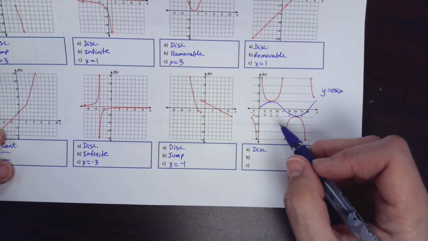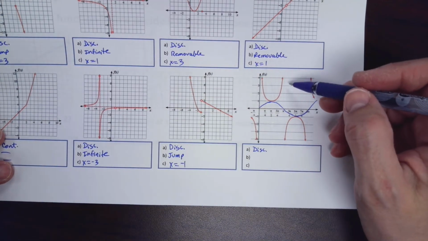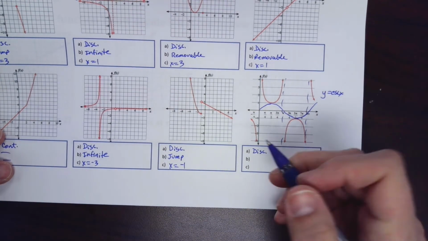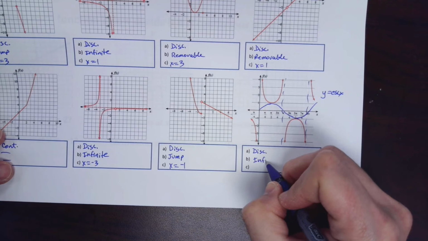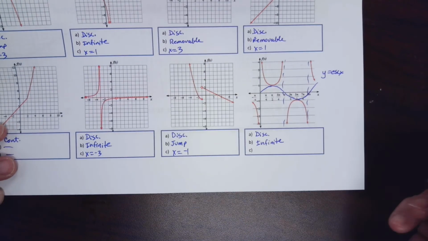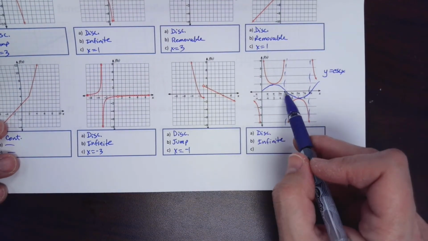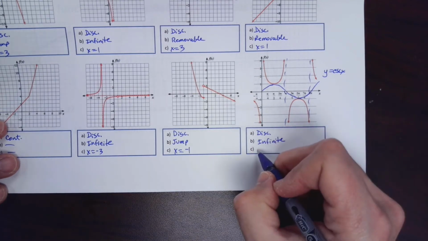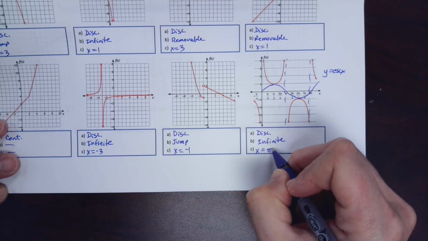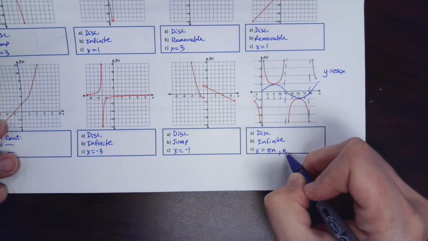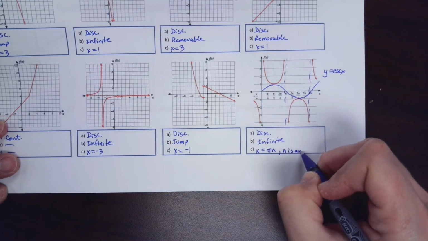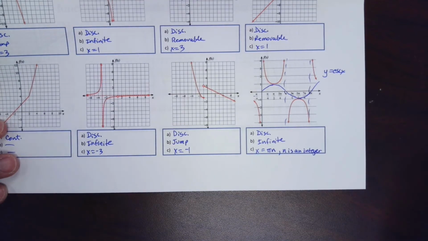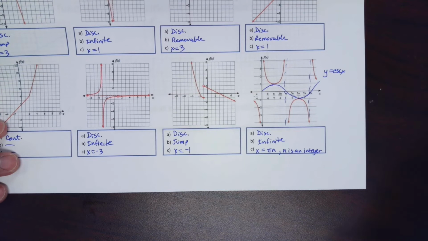And it is an infinite discontinuity because there are asymptotes on there, right? So infinite. And they happen at 0, pi, 2 pi, 3 pi, 4 pi, and so on. So they happen at every multiple of pi, where n is an integer. Remember, we wrote those things a little bit before.